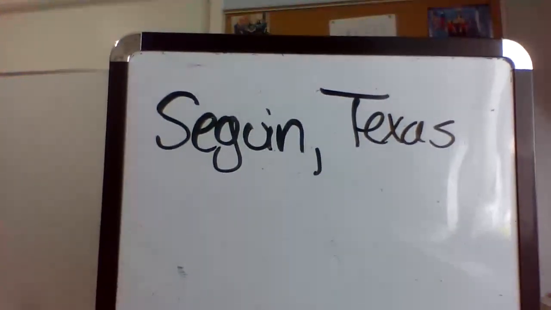The other thing I wanted to talk to you about is when you are talking about a place. So you live in New Braunfels, Texas. Between the city and the state, you need to have a comma. So like Seguin is where we are, and then you always have a comma, Texas. Okay. So if you see either the capitals are not there or the comma is not there, then that sentence is wrong and it needs to get fixed.